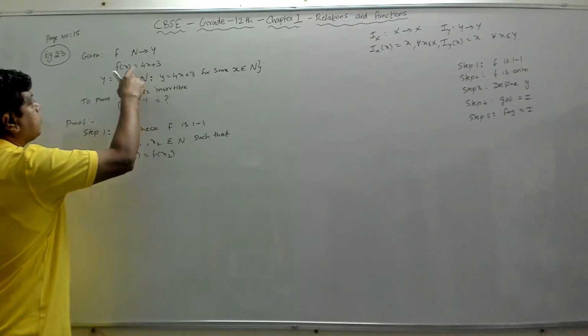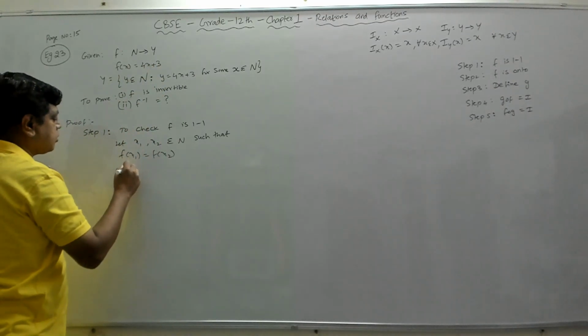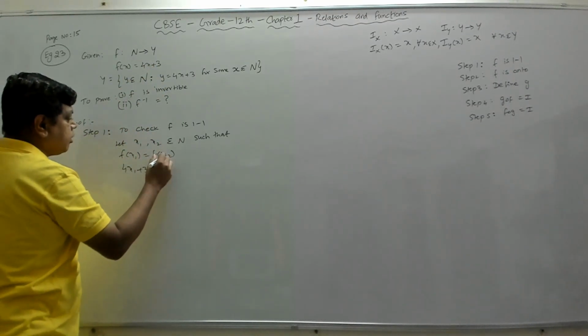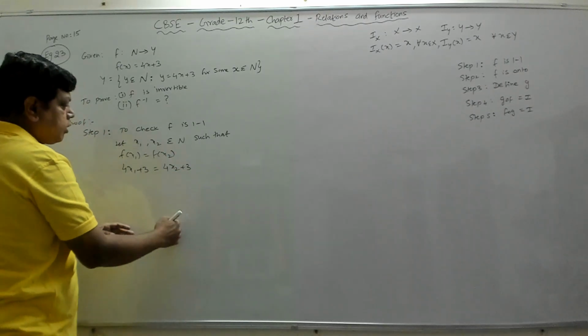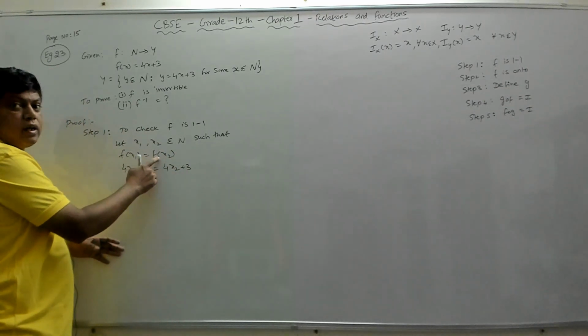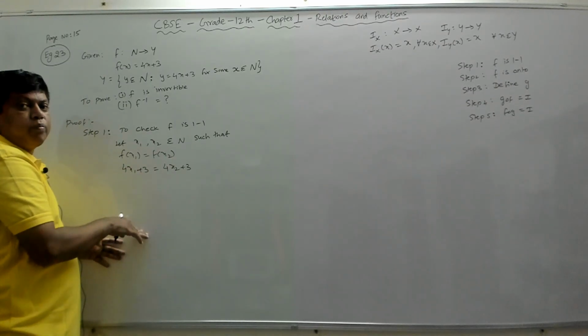Right? Now what is f of x1? F of x1 is this term. F of x is 4x plus 3. So f of x1 is 4x1 plus 3, equal to f of x2, which will become 4x2 plus 3. Now what do we have to prove? Down the line we should show x1 equals x2. Which means when the images are the same, we have to show that the elements are also the same.